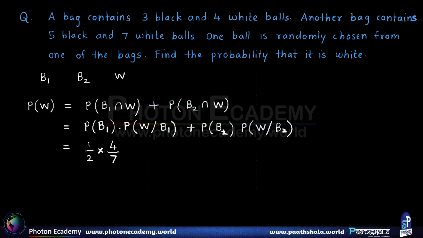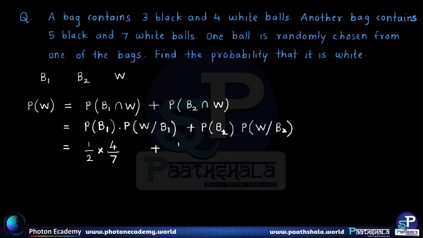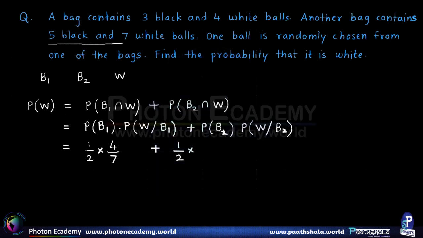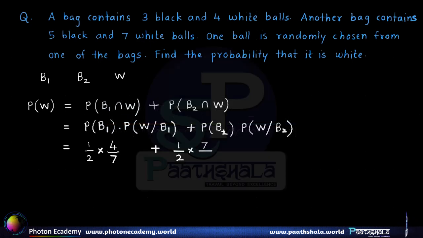Now as far as the second term is considered, we have the probability of bag 2. Here also bag 2 is equally likely as bag 1. So its probability is also 1 by 2, multiplied by, now if it is given that we have selected bag 2, from that bag we have to find the probability of white ball. So here also we see that there are 5 black balls and 7 white balls. So total there are 12 balls in all. So out of 12, 7 are white. So the probability of white is nothing but 7 divided by 12.